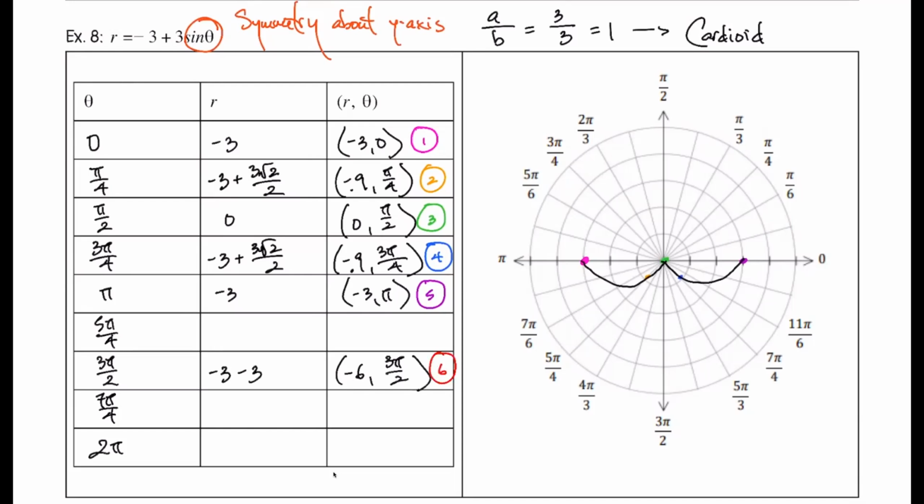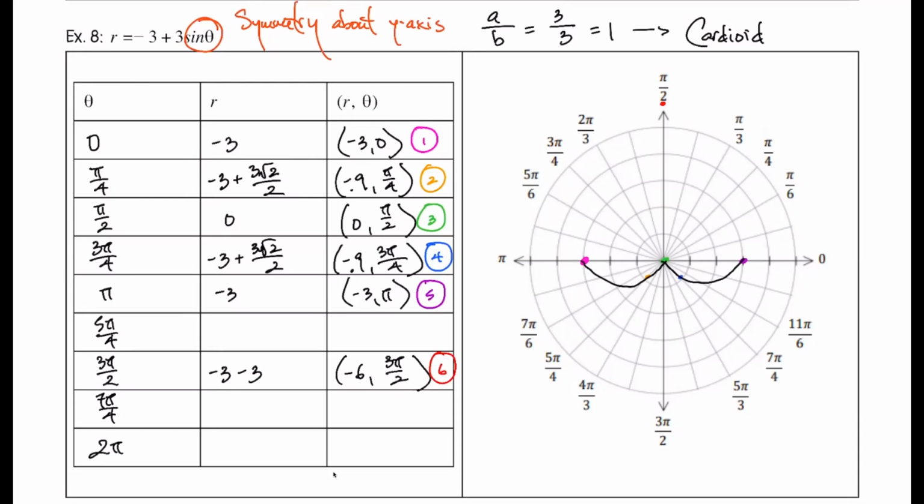So I'm going to go to 3 pi over 2, and I'm going to go 6. 1, 2, 3, 4, 5, 6. Okay. So that red point, that is off the grid. All right. That red point is actually the highest point in the entire curve.